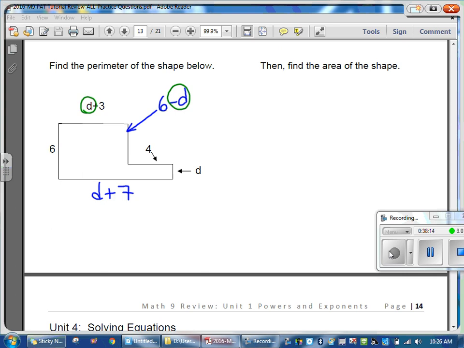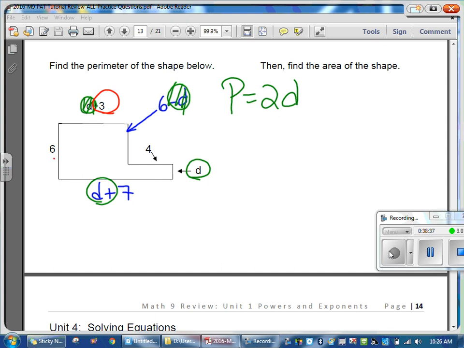Now I've got to add my digits. Okay, I need to add the digits. So my digits, I've got a 3 plus 6 plus 7 plus 4. And that's going to give me 20. So I'm going to have perimeter equals 2d plus 20.